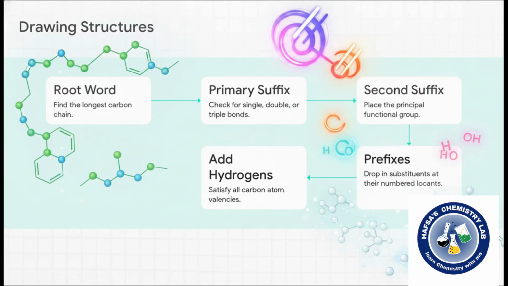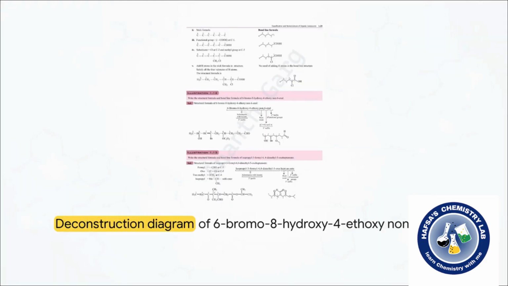This dictates your longest carbon chain. Step 2. Check your primary suffix to see if you're dealing with single, double, or triple bonds. Step 3. Place your principal functional group using the secondary suffix. Step 4. Drop in all your prefix substituents at their specific numbered locants. And finally, Step 5. Add your hydrogen atoms to satisfy carbon's valencies. Let's actually walk through a wild example together to see this in action.